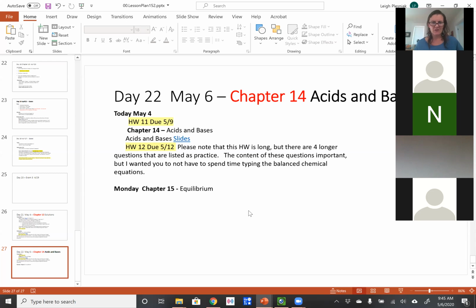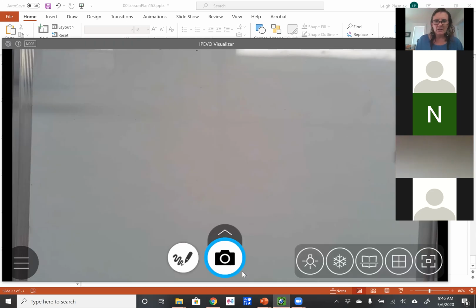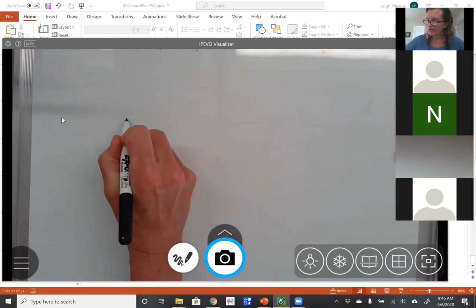So this is a phenomenon called freezing point depression. Let me share my camera again. Oh, can you guys see the camera right now? Yes. Oh, okay. I'm only now figuring out more things about Zoom. Okay, so freezing point depression.